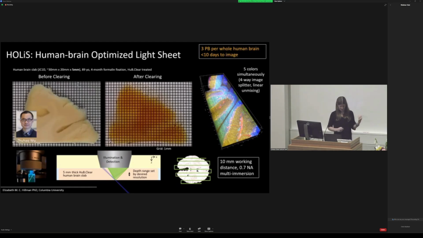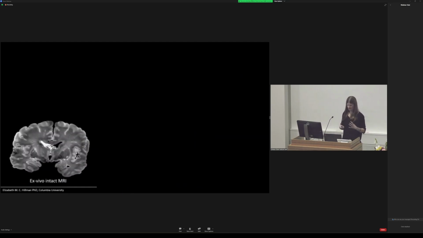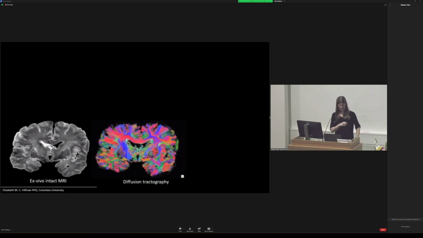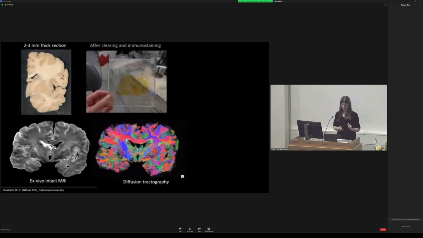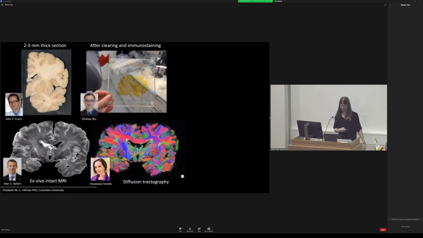But here's an example of our first brain. This was a post-mortem brain. This was an intact 3-dimensional high-resolution MRI, which we were able to analyze to get diffusion tractography. This is a piece of that brain before it went into clearing. This is a picture of my lab through it after it's been cleared and stained by Juhao. So this is a big team effort, including people at Mount Sinai and Mass General.